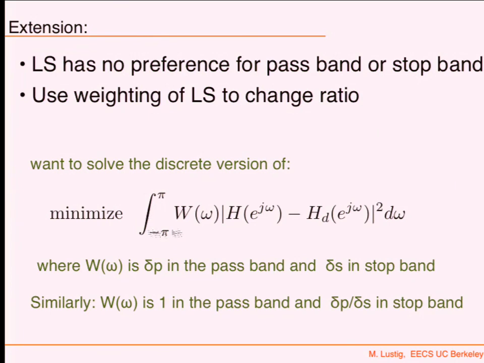So what you could do is set omega, the weight as a function of omega, to be larger in the stopband and smaller in the passband. So you can put a weight, which is often called delta P and delta S, over this weight. Or you can just do one in the passband and then delta P over delta S in the stopband. Those are equivalent in terms of weighting.